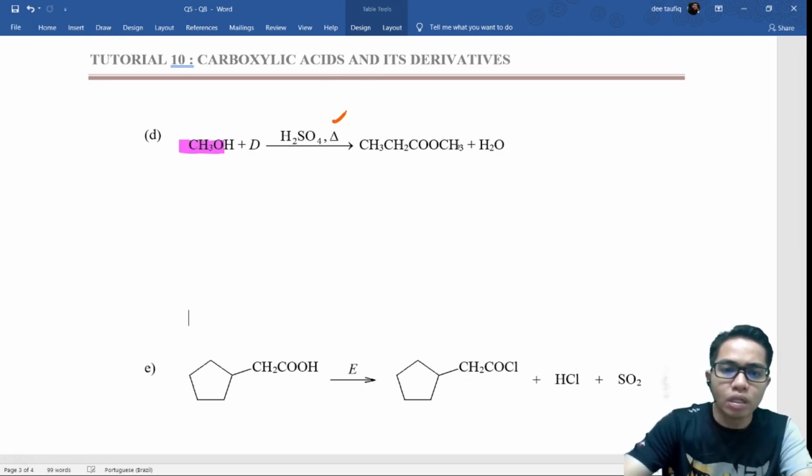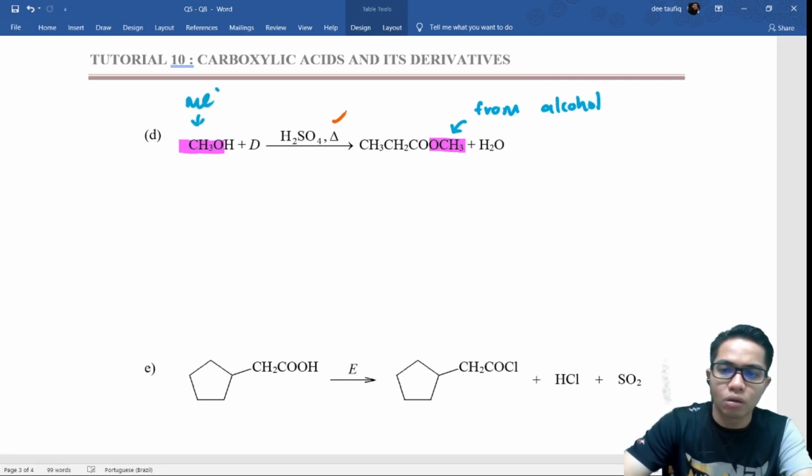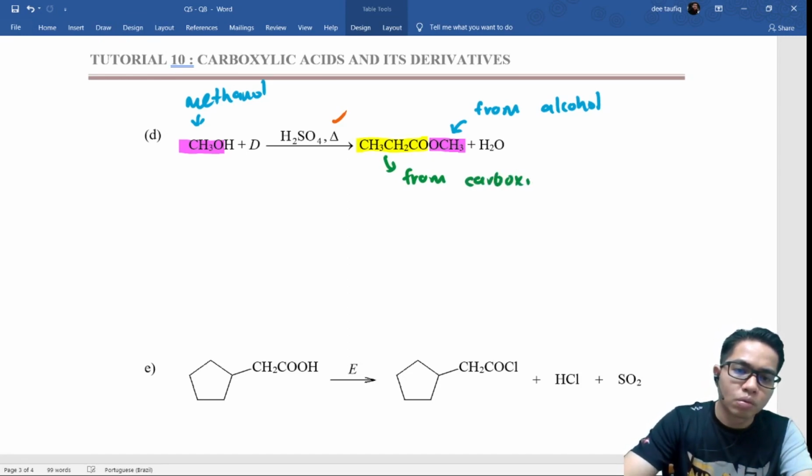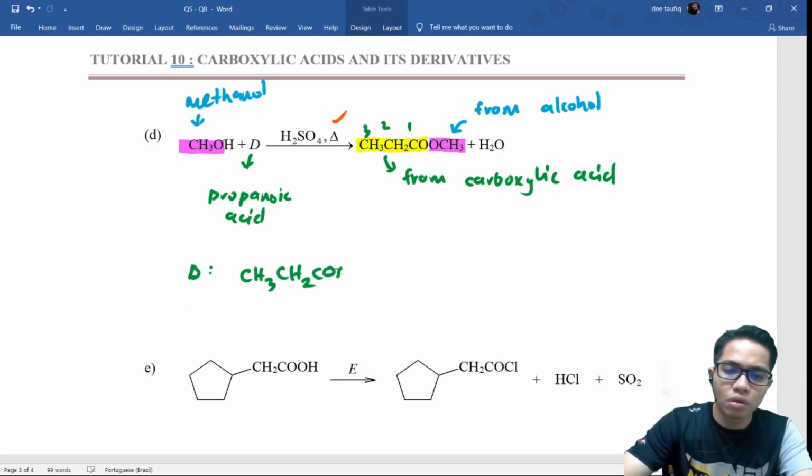So, CH3O is this part. OCH3. Meaning this one from alcohol. Sebab dah diberi sini. Ini kita punya methanol. Therefore B, CH3, CH2, CO. Ada 3 carbon. So this is from carboxylic acid. We have 1, 2, 3. So D mesti akan jadi propanoic acid. So the structure of D is CH3, CH2, COOH.